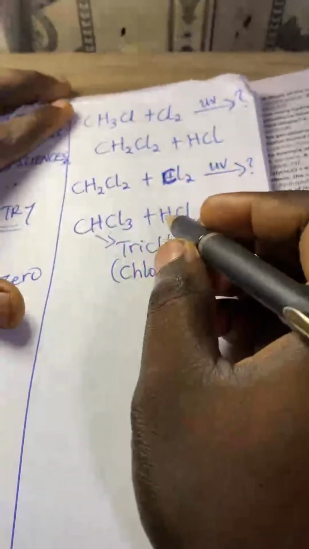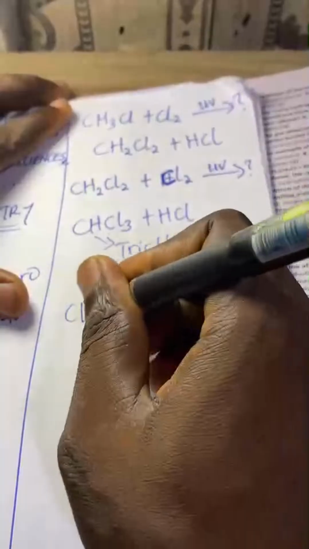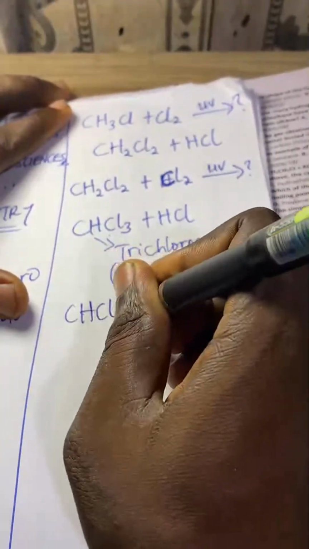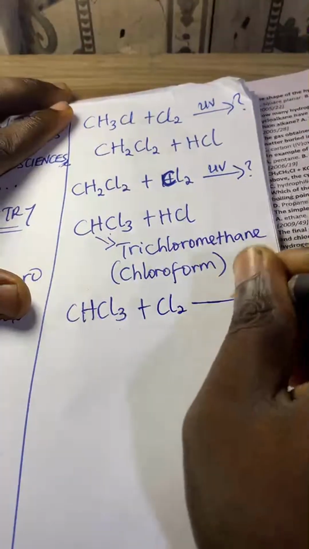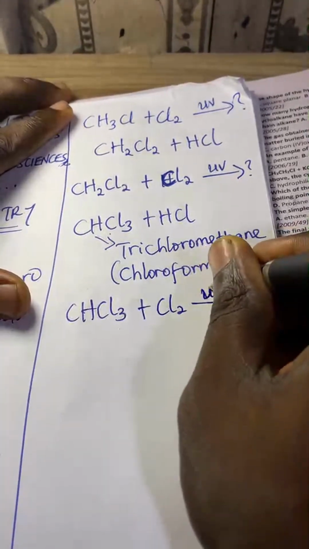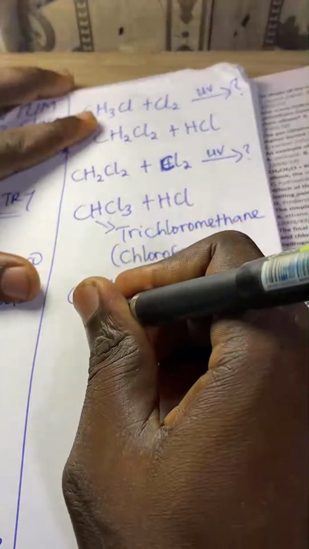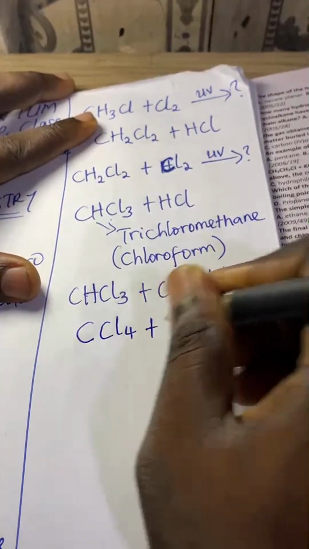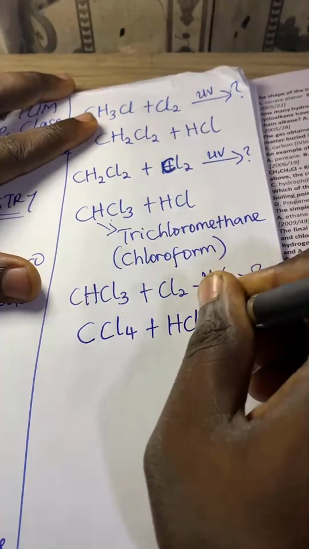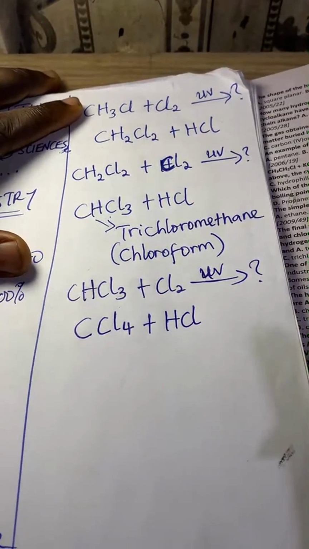All right, guys. So when this particular one, CHCl3, reacts with chlorine in the presence of UV, UV meaning ultraviolet light, what will be formed? It will form CCl4 plus HCl. Now the reaction can stop here because the chlorine has been completely replaced.